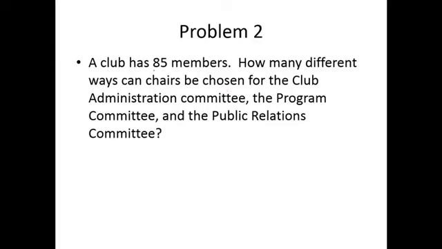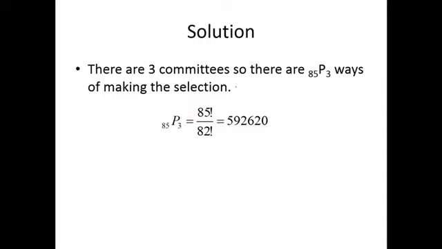Problem 2. A club has 85 members. How many different ways can chairs be chosen for the club administration committee, the program committee, and the public relations committee? So here we are labeling. Whenever we put labels on things, this is an order of some sort. And so it is a permutation problem. So there are 3 committees, we have 85 members of the club, and so there are 85 P3 ways of doing this.